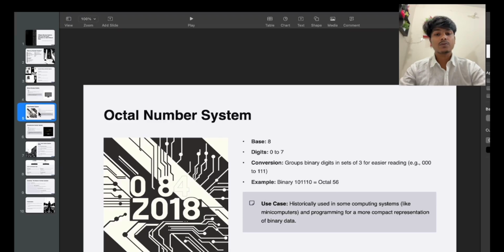Binary can be difficult to read because it uses only 0 and 1, so converting binary into octal makes things much easier. To do this, we group binary digits in sets of 3, since 3 binary digits can represent one octal digit. For example, the binary number 101110 can be grouped as 101 and 110, which converts to the octal digits 5 and 6, giving us 56 in octal. Even though it's not as commonly used today, octal still appears in some programming contexts such as Unix file permissions.